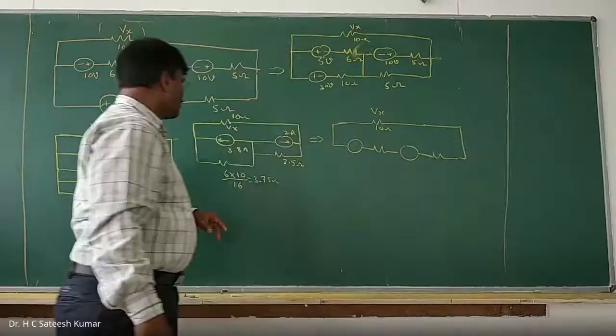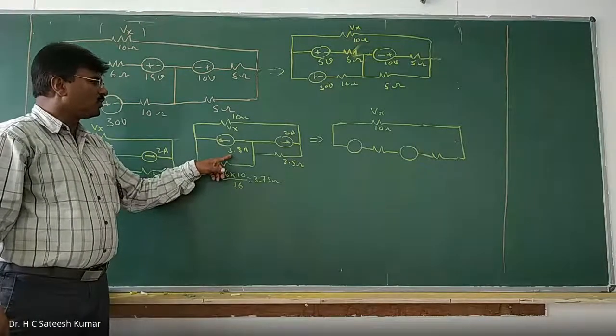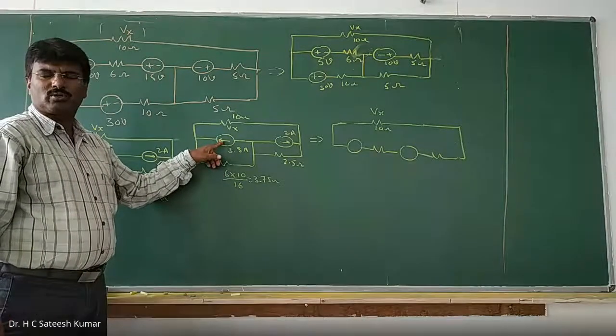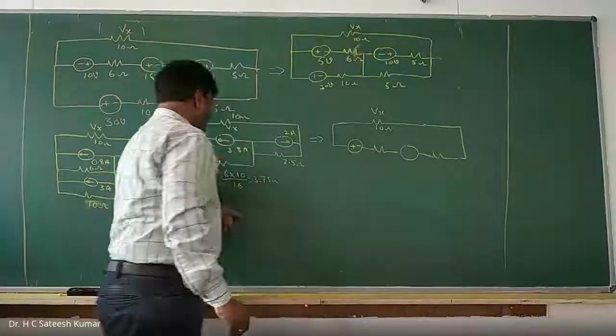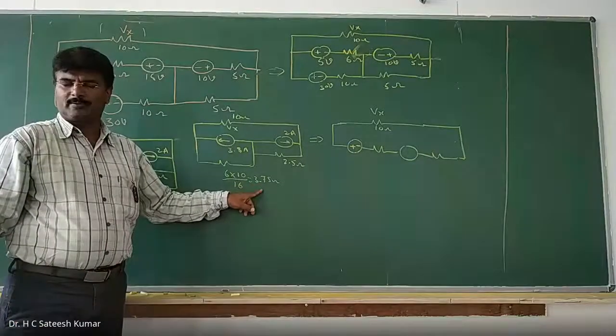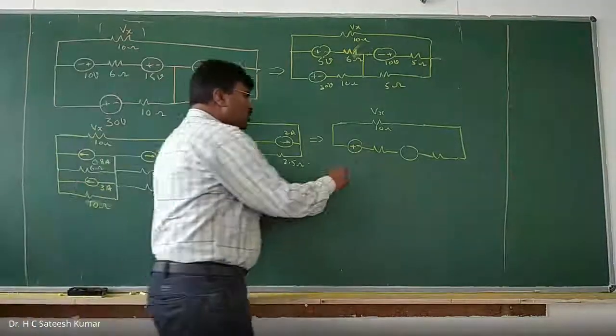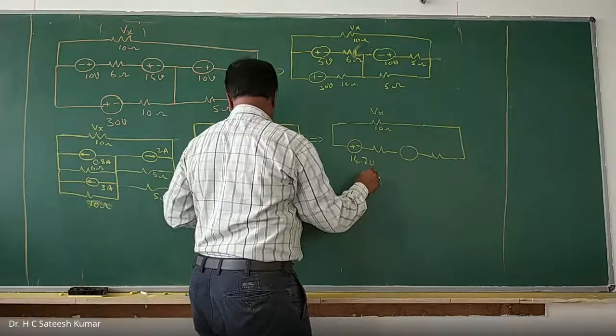Now, what is the value? The polarity: the arrow mark is towards left. Therefore, plus will be on the left side and minus on the other. And V is equal to I into R. 3.8 times 3.75 is 14.2 volts. Resistance remains the same, 3.75 ohms.